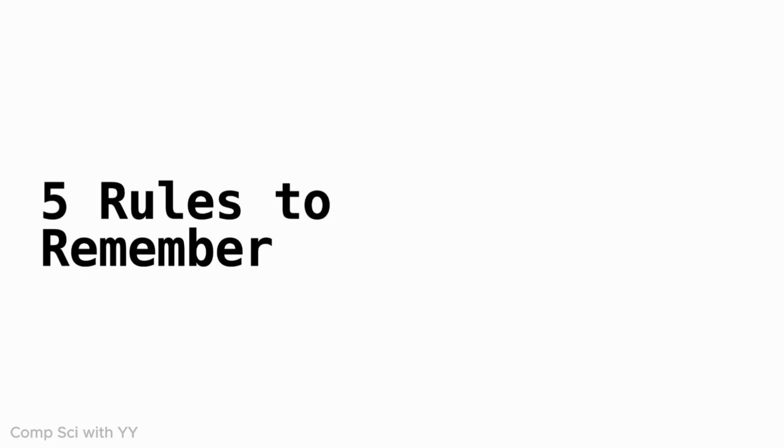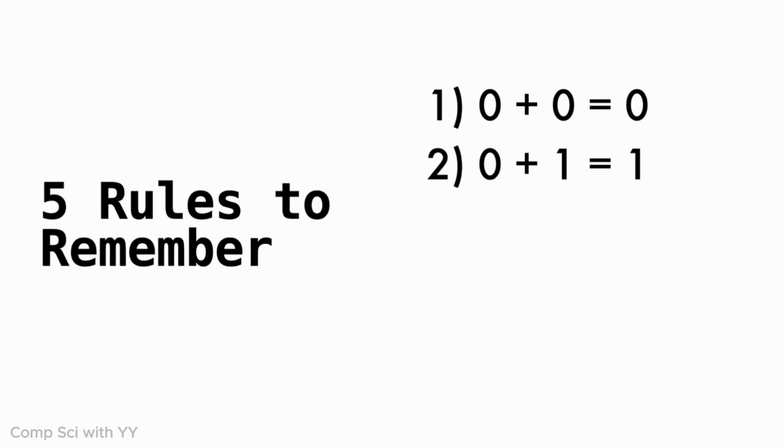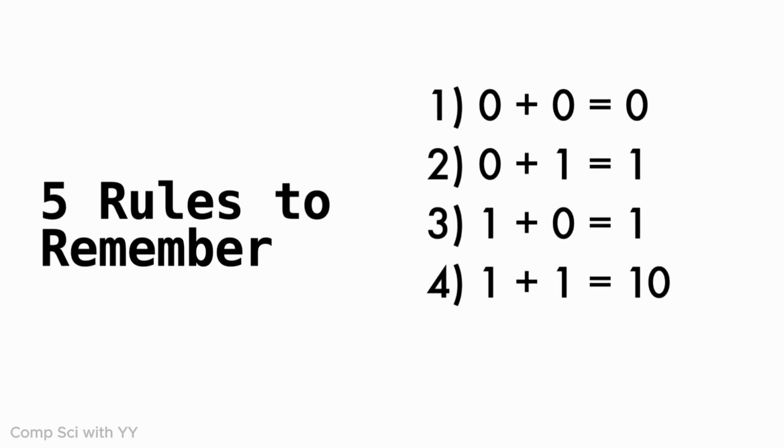There are 5 rules that you have to remember when completing binary addition, which are 0 plus 0 equals 0, 0 plus 1 equals 1, 1 plus 0 equals 1, 1 plus 1 is equal to 10, and 1 plus 1 plus 1 is equal to 11.